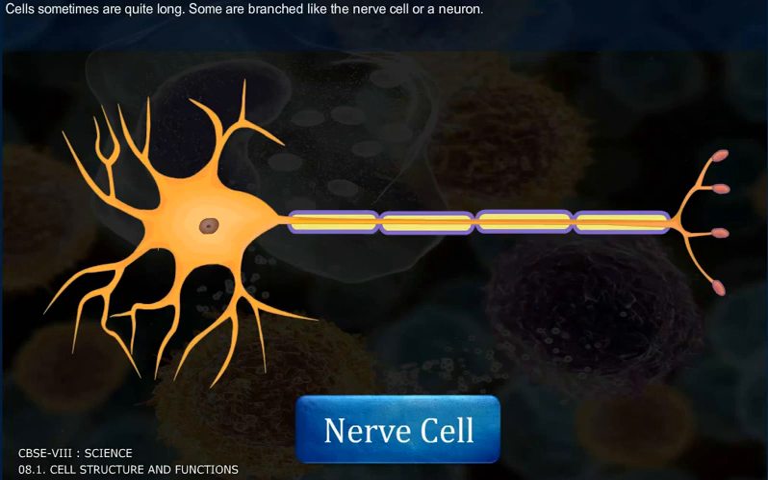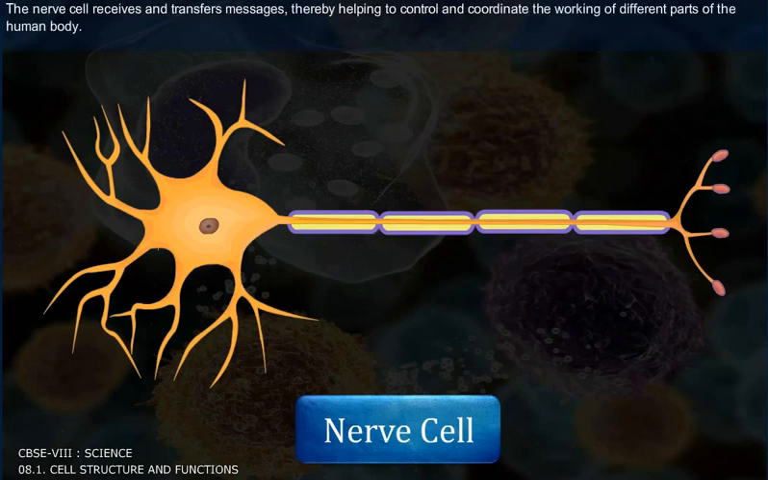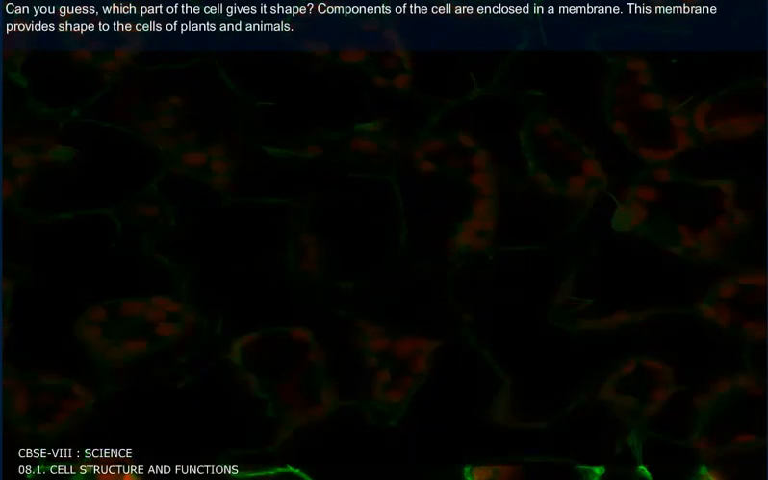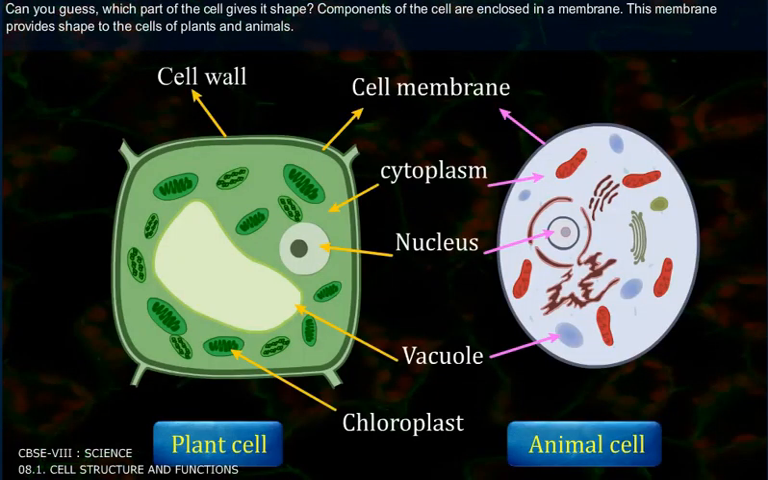Cells sometimes are quite long. Some are branched like the nerve cell or a neuron. The nerve cell receives and transfers messages, thereby helping to control and coordinate the working of different parts of the human body. Can you guess which part of the cell gives its shape?